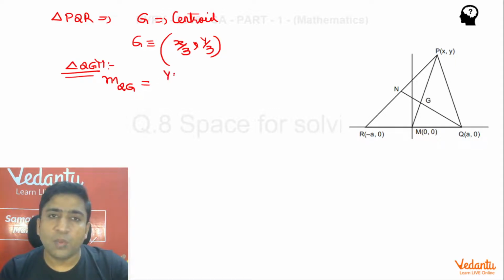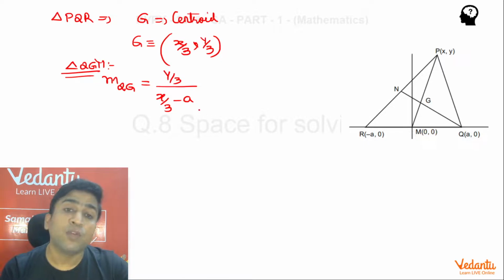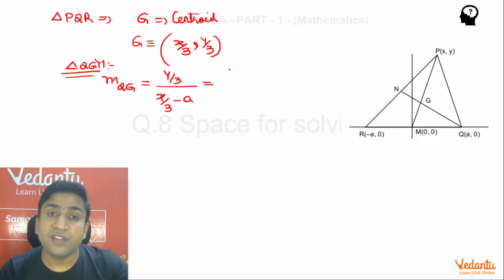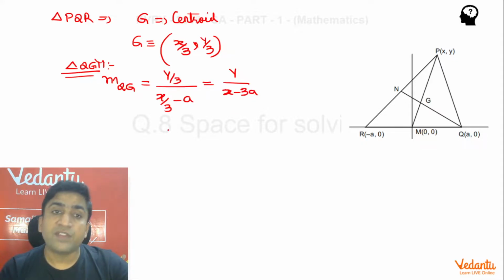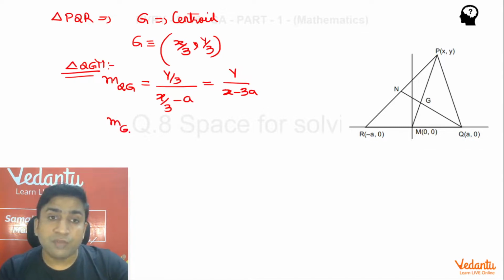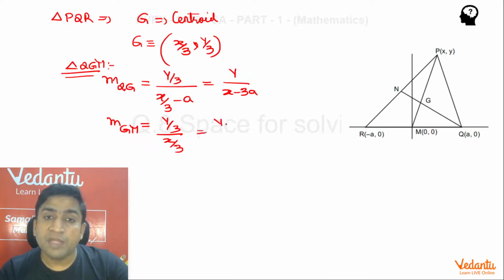It is going to be y upon 3 upon x upon 3 minus a. I hope all of you will agree. This is the slope of QG line, right? I can simplify it further. It becomes y upon x minus 3a. This is the slope of QG side. Similarly, I can find out the slope of GM side. Again I'll apply the 2-point form, and this time the answer is going to be y upon 3 upon x by 3. So on simplifying, guys, it is going to give me the value of y upon x.